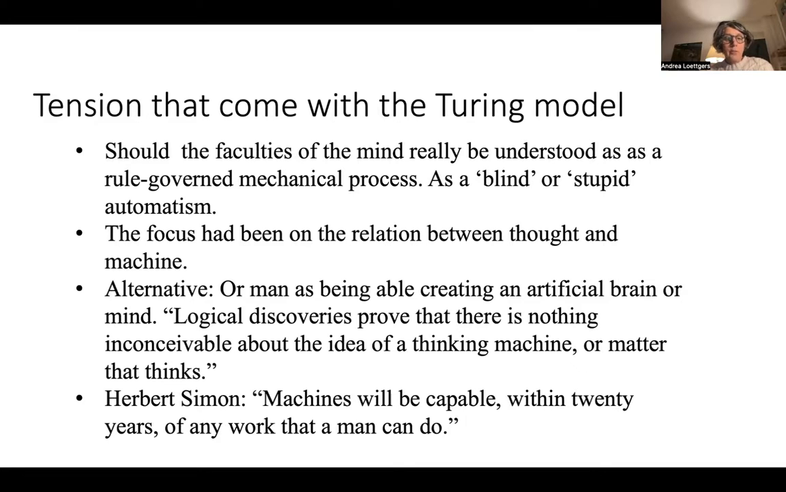An alternative reading, as it comes from artificial intelligence, would be logical discoveries, or man being able to create an artificial brain or mind. So the Turing machine could also be a starting point for artificial intelligence, which, as this quote from Herbert Simon shows, was really the case. A lot of scientists at that time thought in this direction, which Dupuy said was not the right way to look at it. Next.